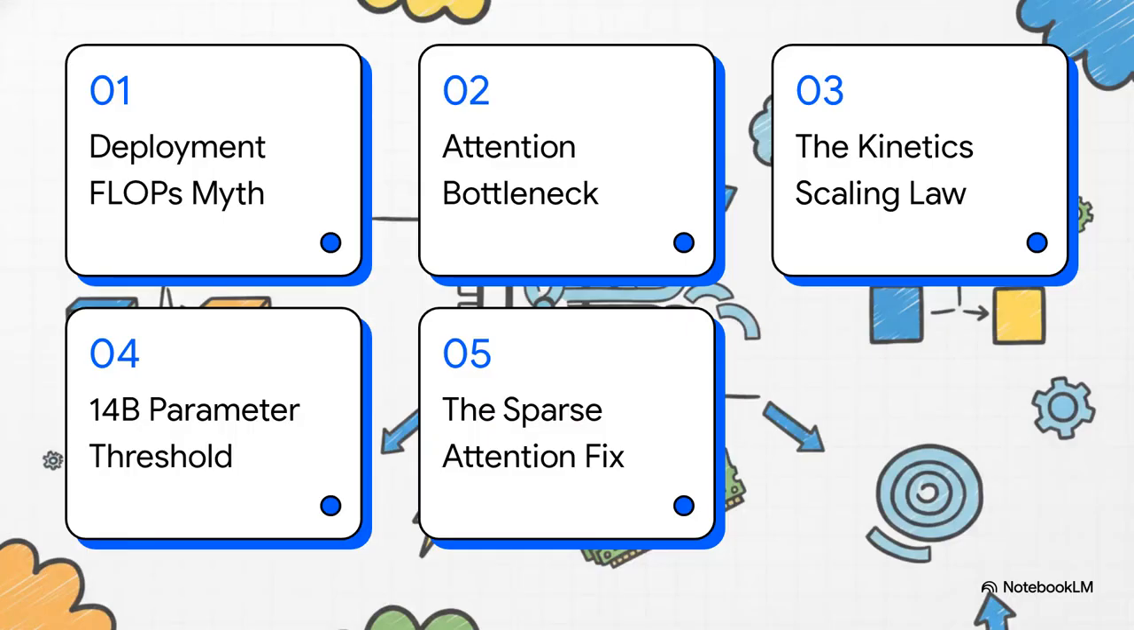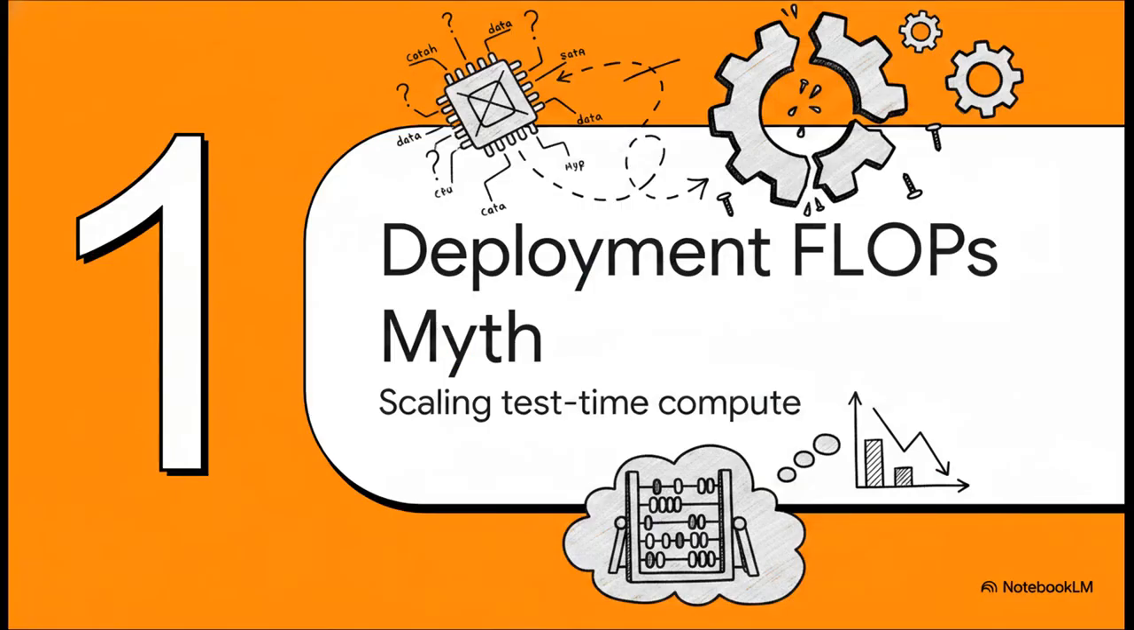Here is our roadmap for today's postmortem. We'll start with the deployment flops myth, then diagnose the attention bottleneck. After that, we'll break down the Kinetics Scaling Law, look at the 14B parameter threshold, and finally, we'll cover the sparse attention fix. All right, part one, the deployment flops myth.